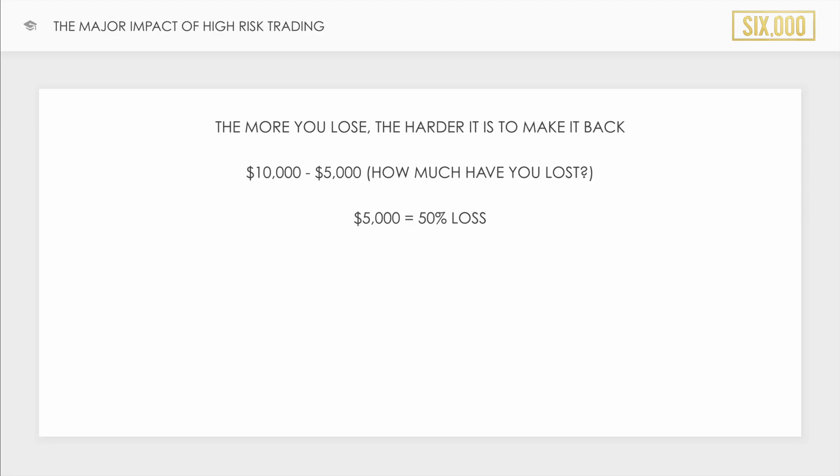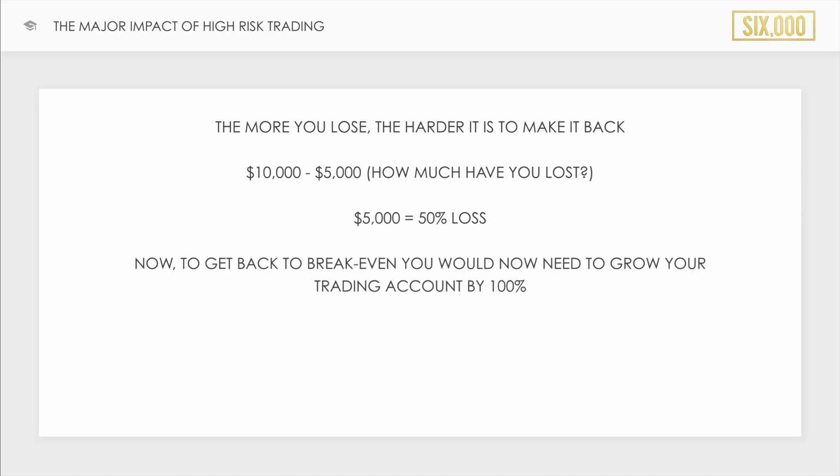Let's say, for example, this was an aggressive trading strategy you were using, an aggressive risk management profile. That would only be around 5 trades, maybe even less than that. Now, to get back to break even, you would now need to grow your trading account by 100%. So you've lost 50%, but the increase to get back to break even, which is your original figure of 10,000, is not a 50% increase, it's actually double. You now need to double your money to get back to 10,000.